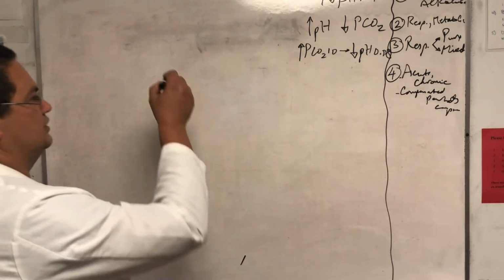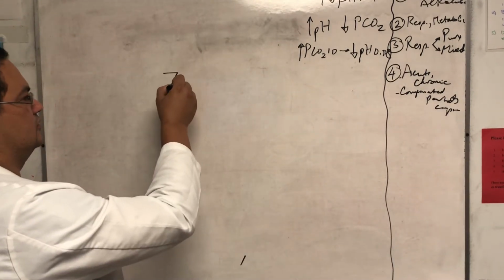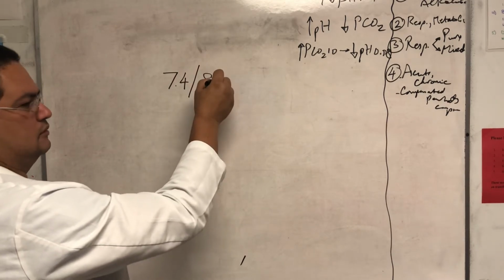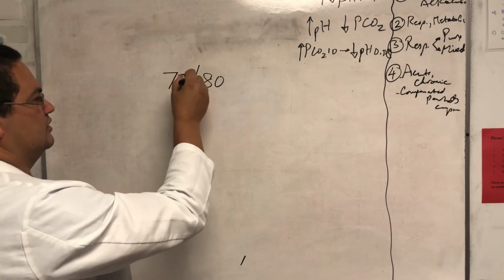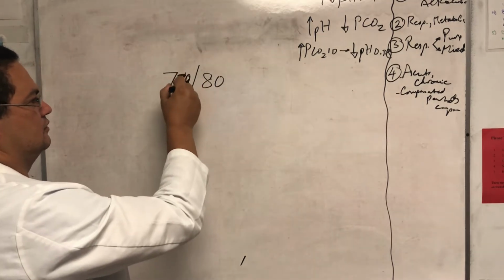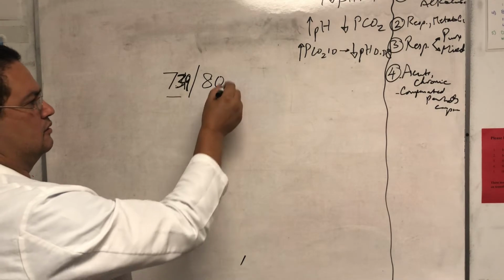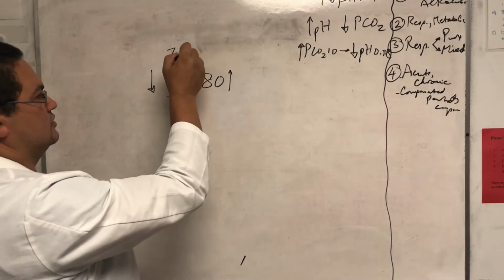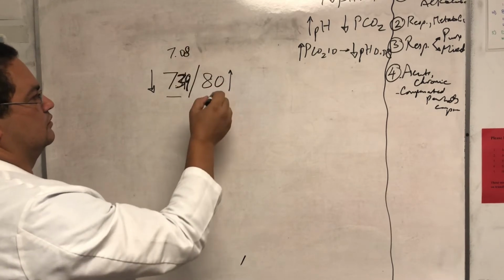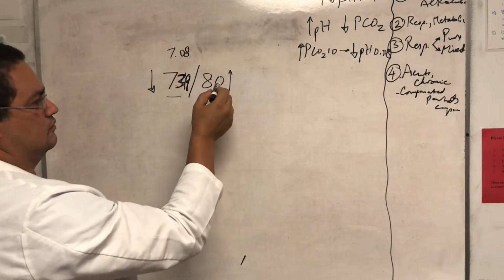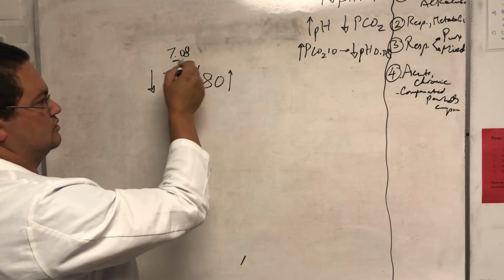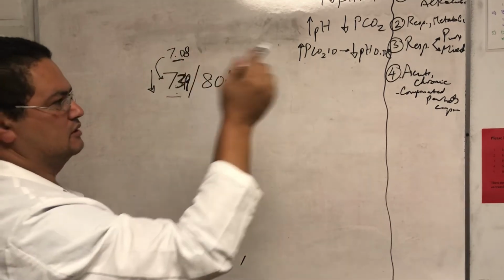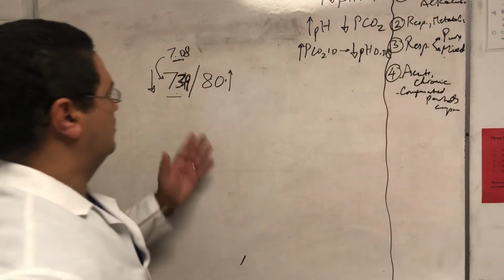So if you find somebody that is like this, 7.4, 80. Let's say, make it easy, 7.39, 80. So this is acidotic, respiratory, and we can tell that this is 7.08, right? So this one goes up. This is 7.08, and something brought it up to 7.38. So it's mixed. Now we're gonna go to number 4.